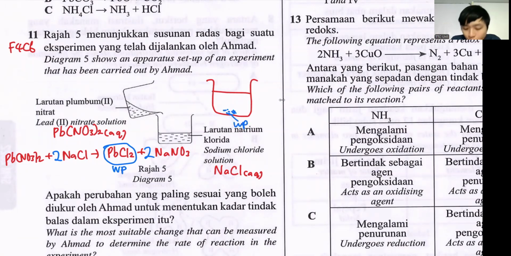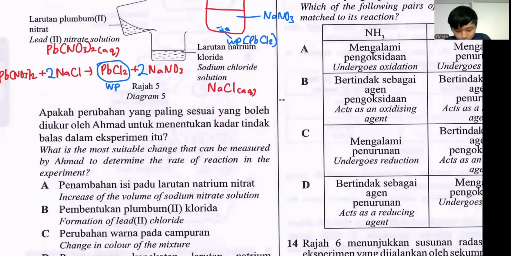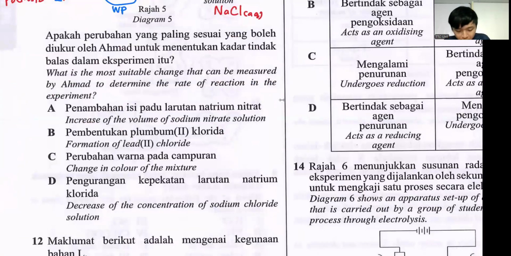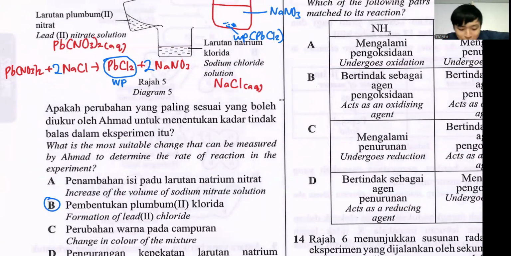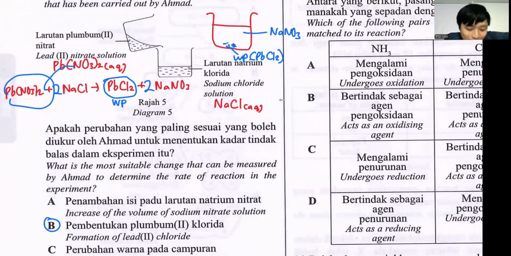White precipitate. Formation of precipitate, which is PbCl2. And this is NaNO3. Okay, so the answer is very simple. The answer is B. You don't even need to see other things. There's no color, nothing. So all these are colorless solution, white precipitate, colorless solution.